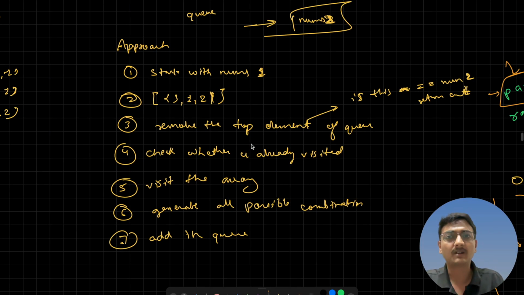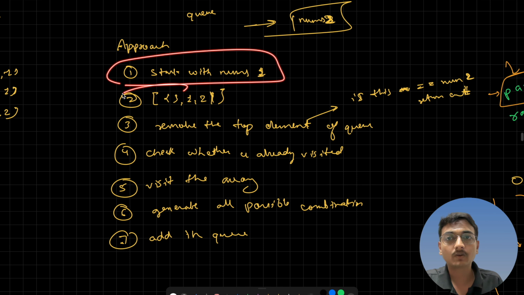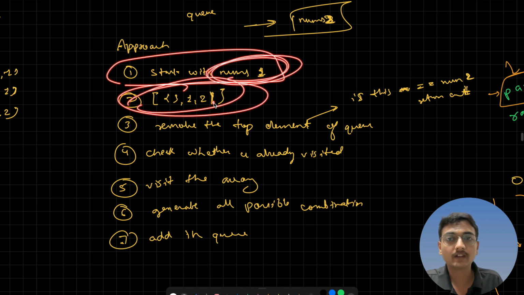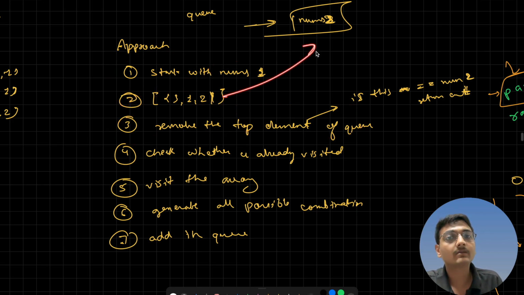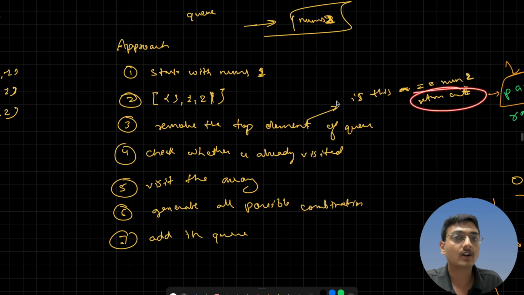So there are a couple of steps. Let's quickly go through them again. Start with nums1, whatever nums1 is given to us, with the count. This time I can initialize the count with 0. Now I will remove this element from the queue and check whether this is equal to nums2. If this is equal to nums2, simply return the count, whatever count it is.